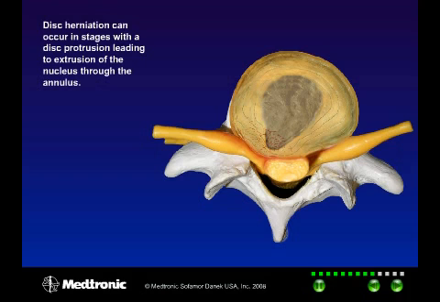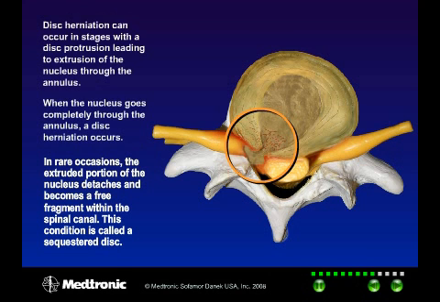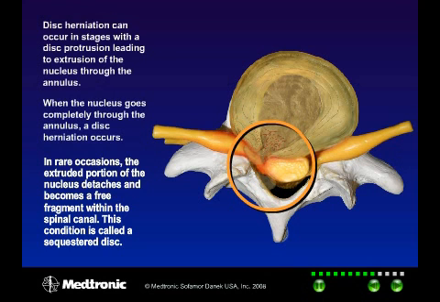Disc herniation can occur in stages, with a disc protrusion leading to extrusion of the nucleus through the annulus. When the nucleus goes completely through the annulus, a disc herniation occurs. In rare occasions, the extruded portion of the nucleus detaches and becomes a free fragment within the spinal canal. This condition is called a sequestered disc.